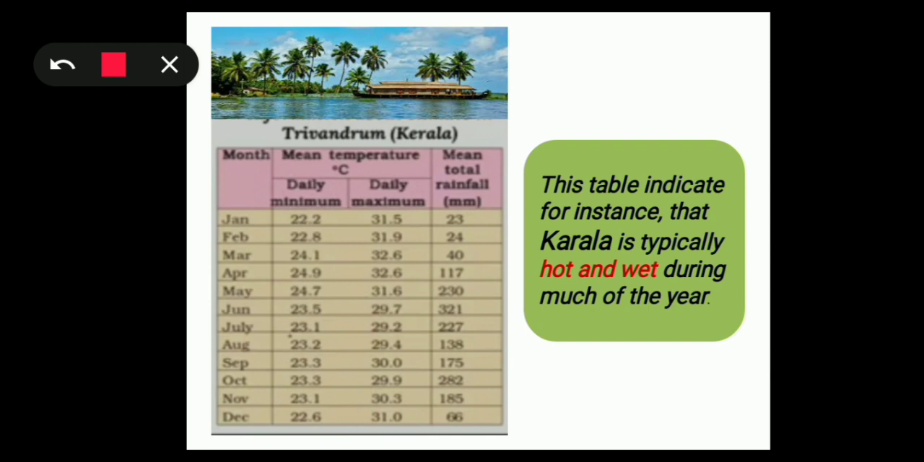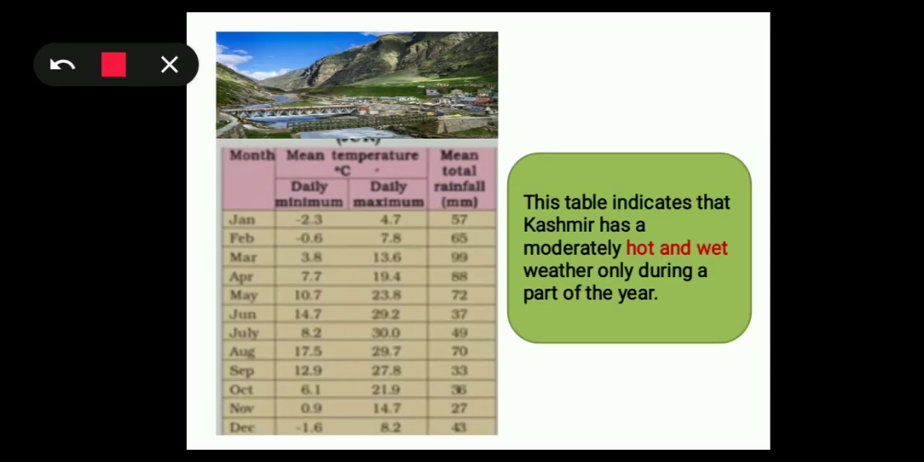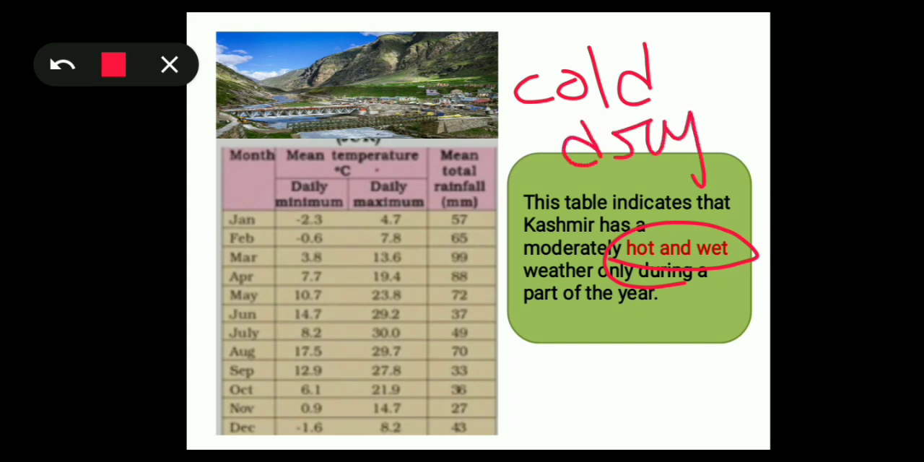Looking at the table, we can say that Kerala has a hot and wet climate. If we see Jammu and Kashmir, Jammu and Kashmir has a moderately hot and wet weather only during a part of the year. But overall Jammu and Kashmir has a cold and dry climate. Cold and dry climate. Okay.